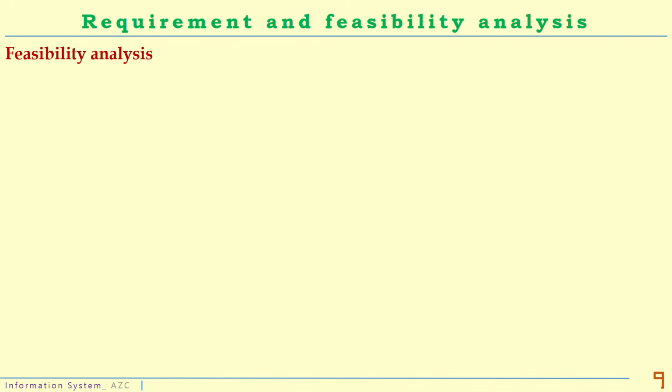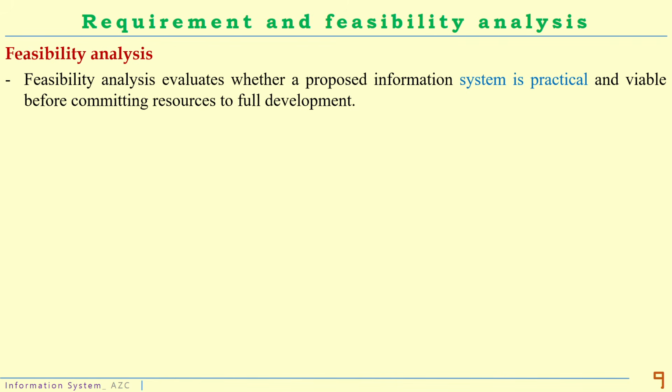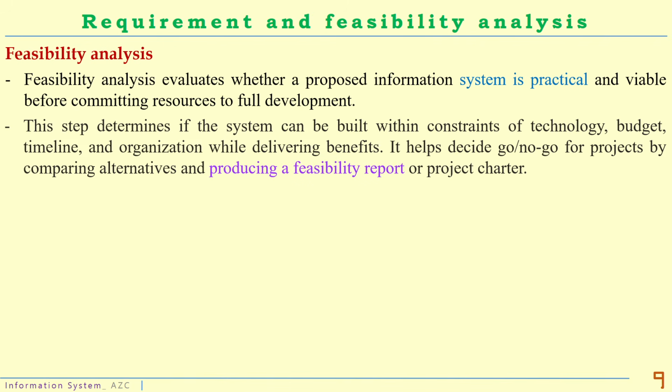Feasibility analysis. Feasibility analysis evaluates whether a proposed information system is practical and viable before committing resources to full development. This step determines if the system can be built within constraints of technology, budget, timeline, and organization while delivering benefits. It helps decide go or no-go for projects by comparing alternatives and producing a feasibility report or project charter.